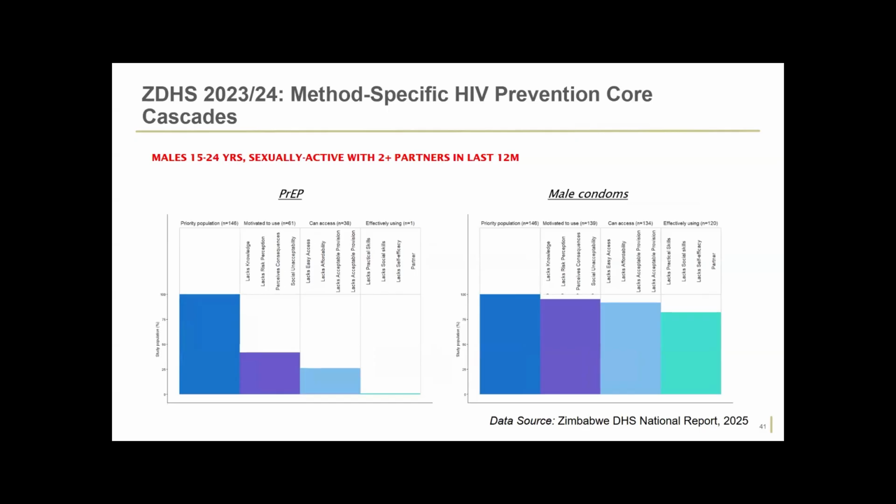Then this is another example of specific HIV prevention cascades that was also incorporated. We know there are several, but these are some of them. The PrEP, amongst those that are sexually active, as well as male condoms. You can see that, for PrEP, from the priority population, as we move to the right-hand side, the motivation seems to be very low. Those that can access is getting lower, and effective use, maybe because we are still, access, whatever the case may be in terms of prevention, what could be the reason?